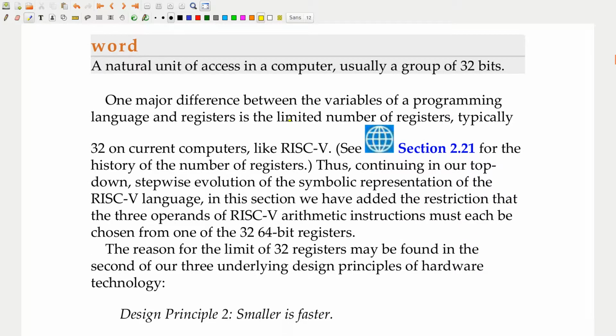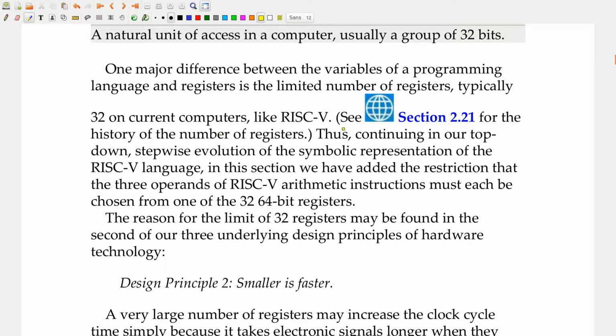So one major difference between the variables of a programming language and the registers is the limited number of registers, which is 32 on current computers, like RISC-V. So there's only 32 registers. Thus, continuing in our top-down stepwise evolution of the symbolic representation of RISC-V, we have added the restriction that the three operands of RISC-V arithmetic instructions must each be chosen from one of the 32 64-bit registers. Okay, that's fine.